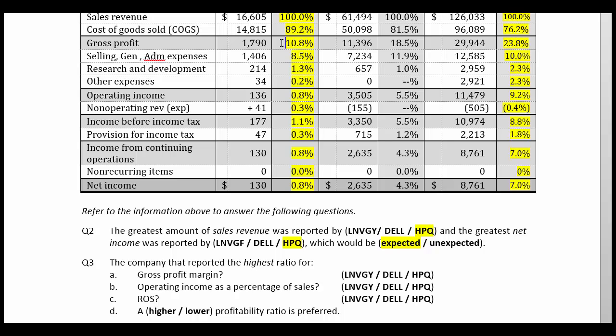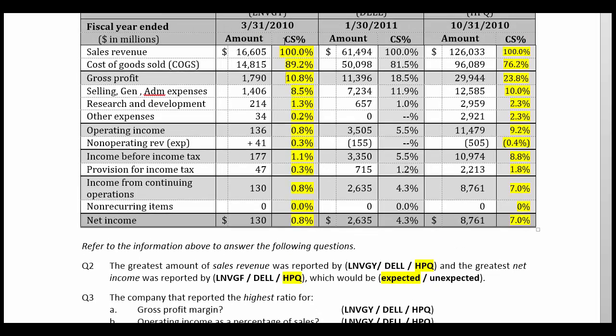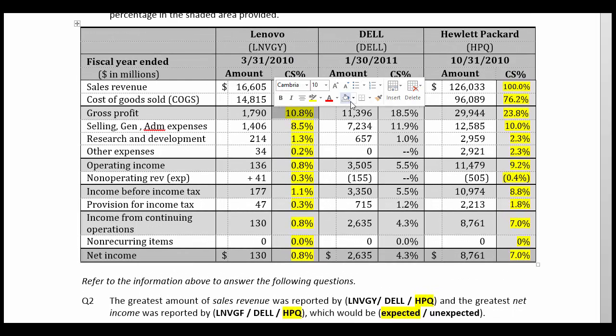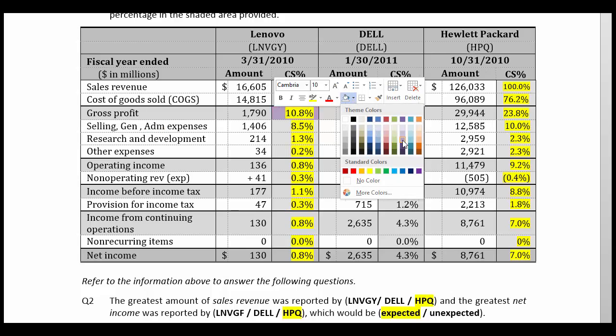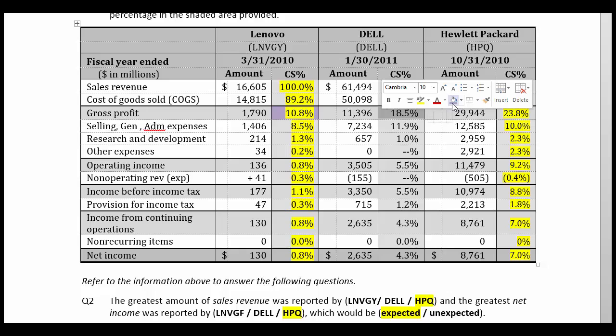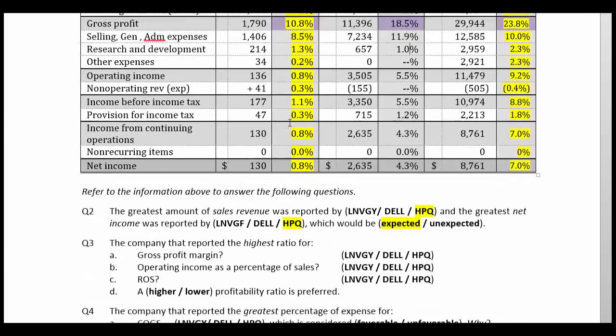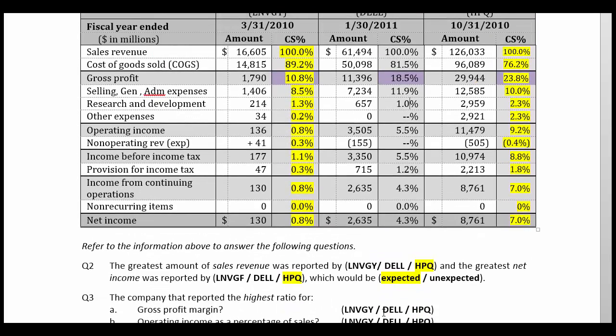So these figures here, this is gross profit margin for Lenovo. I'll highlight this. This is the gross profit margin for Dell, and this is the gross profit margin for Hewlett-Packard in purple, because it's gross profit divided by sales revenue, which is exactly what we did in the common size income statement. So here you can see the largest gross profit margin is Hewlett-Packard with 23.8%. Operating income as a percentage of sales, that would be this line right over here. And you can see the highest operating income as a percentage of sales is Hewlett-Packard's.